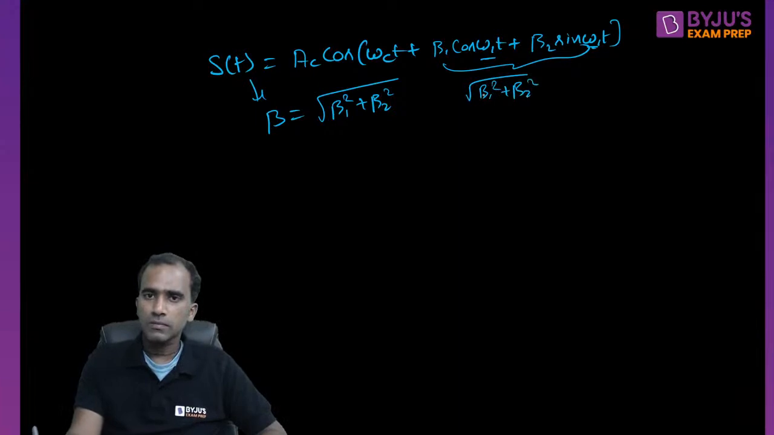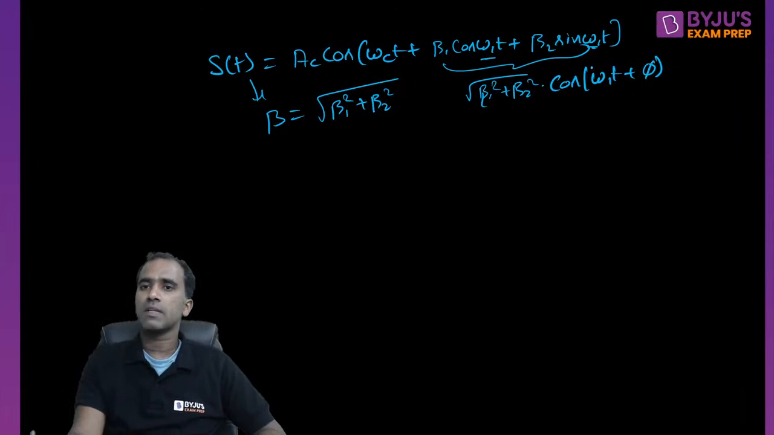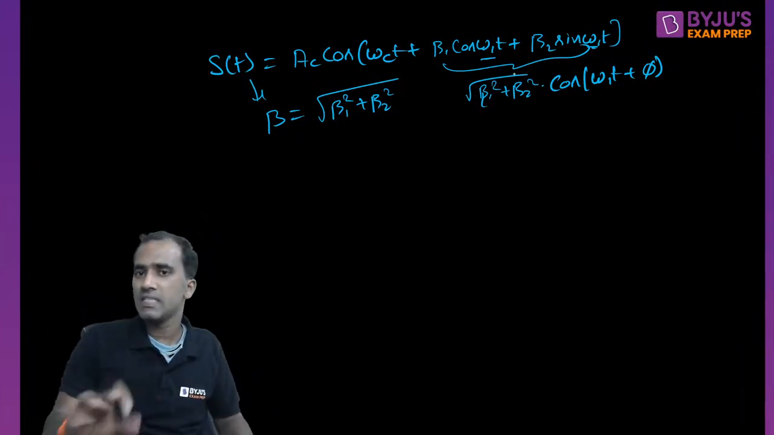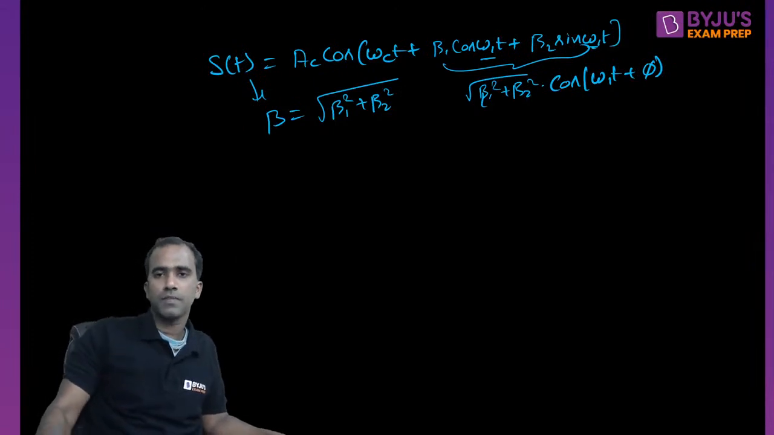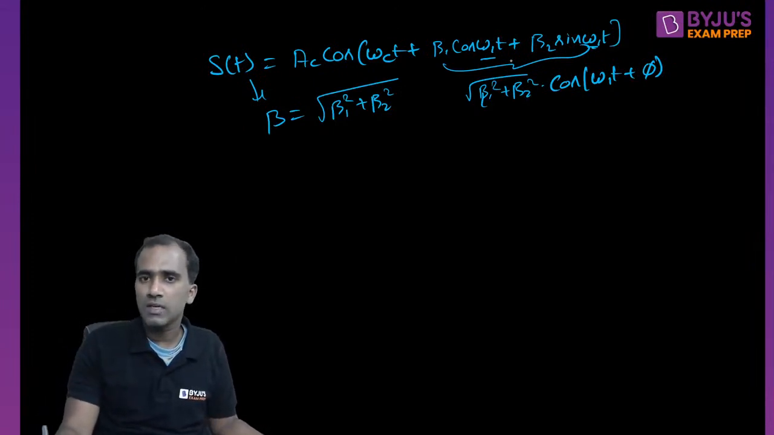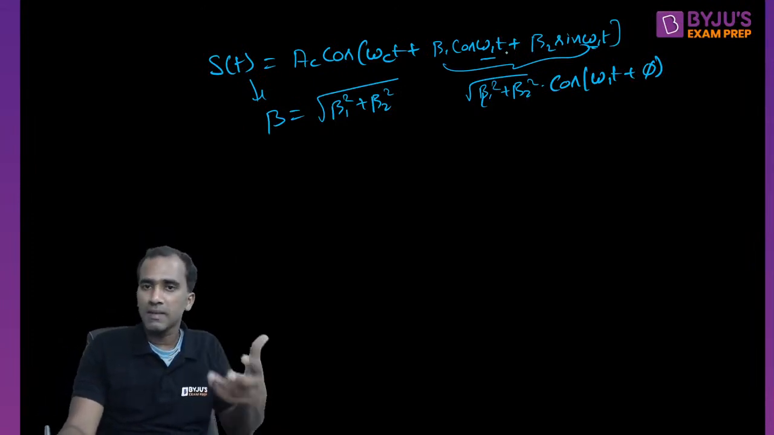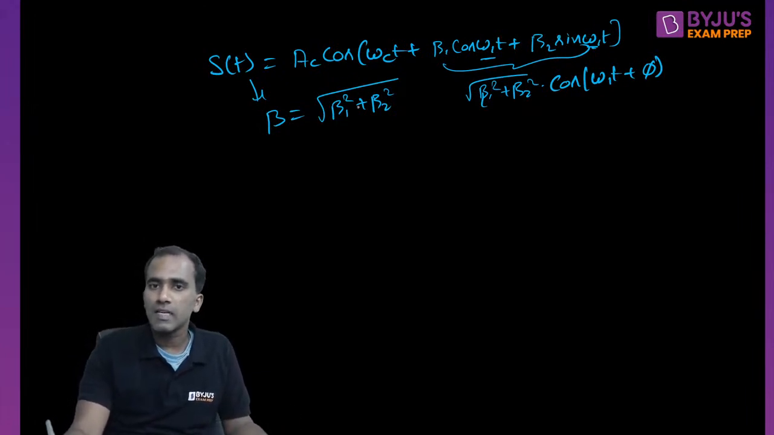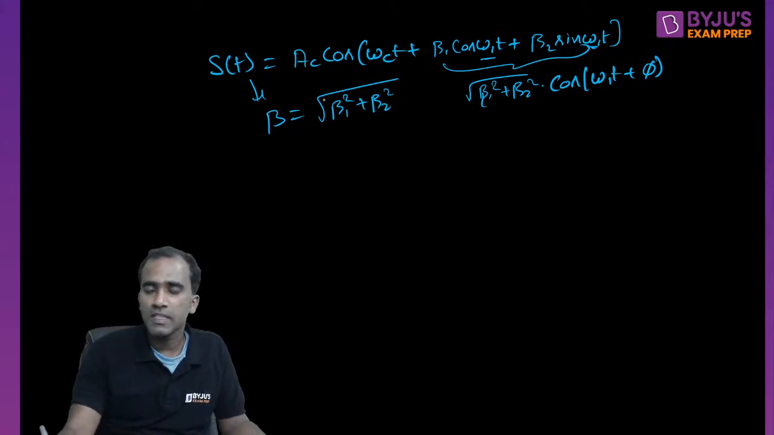Because this total thing can be written as root of beta 1 square plus beta 2 square into cos of omega 1t plus some angle phi. This total thing can be written in this form because the frequency is the same. I hope you're following. This is an easy model of question that can be asked, where there are two sinusoidal terms in the message with the same frequency. In that case only, the modulation index is very easy to find in this manner.